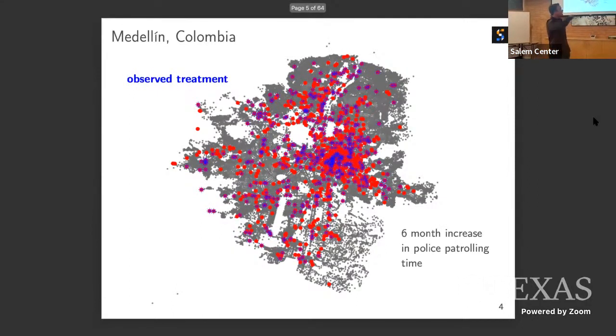And what they did was they randomly treated a subset of those hotspots with increased police patrolling, okay, during the year 2015. So what happened with this treatment, and they were very careful with compliance to make sure that this actually worked, is they actually increased police patrols on all of these blue streets. And so basically police cars will drive up and down these streets much more frequently than they would at a baseline level. Okay, so this is my observed treatment.